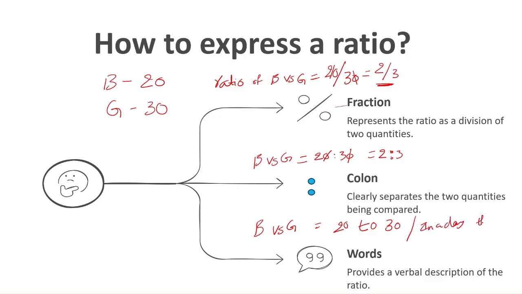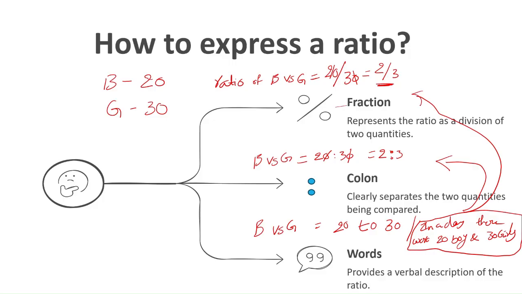Or in a class there were 20 boys and 30 girls. So you can represent it in any format, but the usual representations are like this, and you will get questions in this format, in words, and then you have to convert them into this or this, and then solve your question.